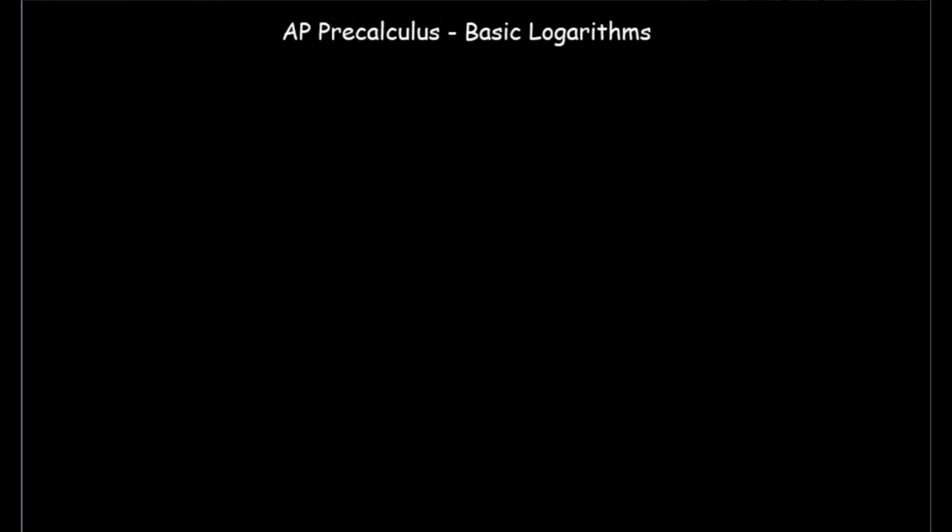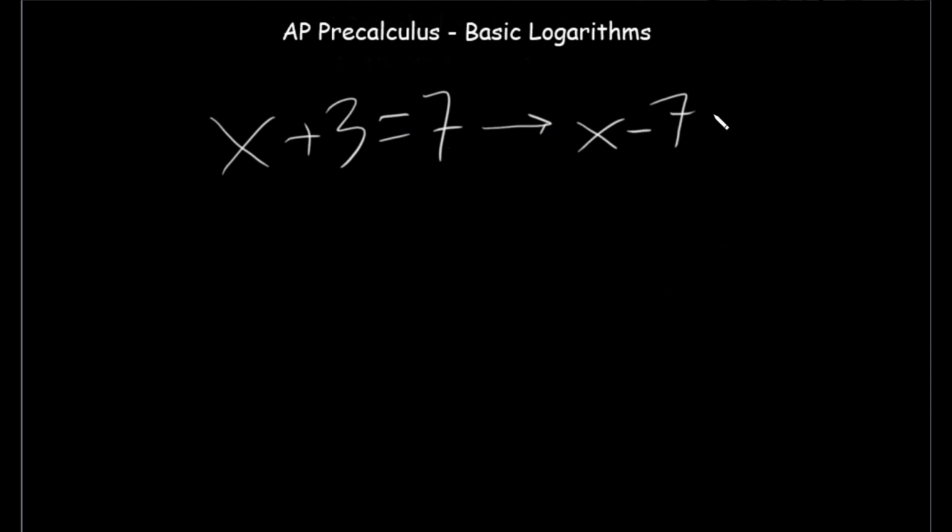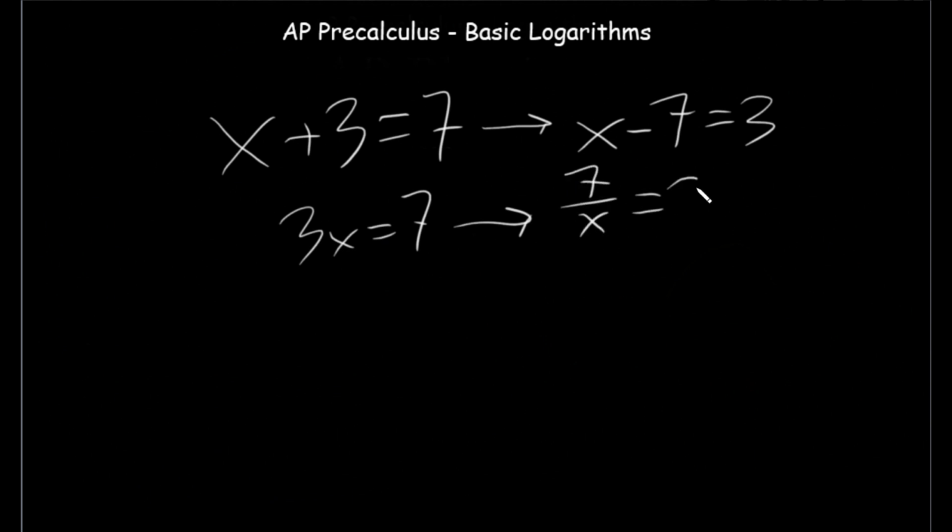You've heard of inverses, right? You know that x plus 3 equals 7, then the inverse operation would be 7 minus 3 equals x. Similarly, 3 times x equals 7, and the inverse of that would be 7 divided by 3 equals x, right?